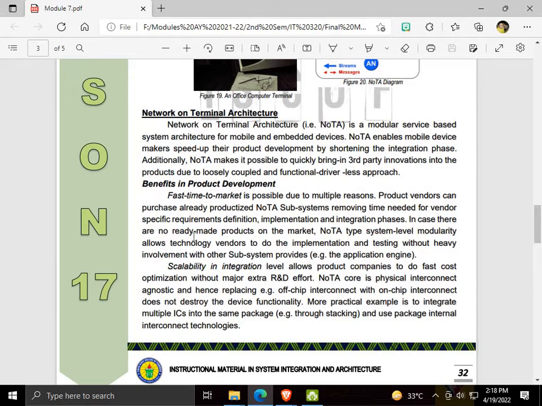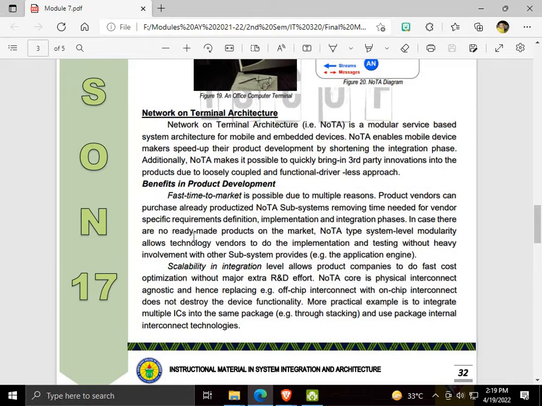So scalability and integration, that is to do a fast cost optimization without major extra R&D effort. What makes phones expensive, of course, is their technology. When a new technology is offered, like a microprocessor that becomes smaller but has faster processing power, the prices go down, even as the market is already competitive. So there are many choices, many classic phones, many that are cheap to buy.